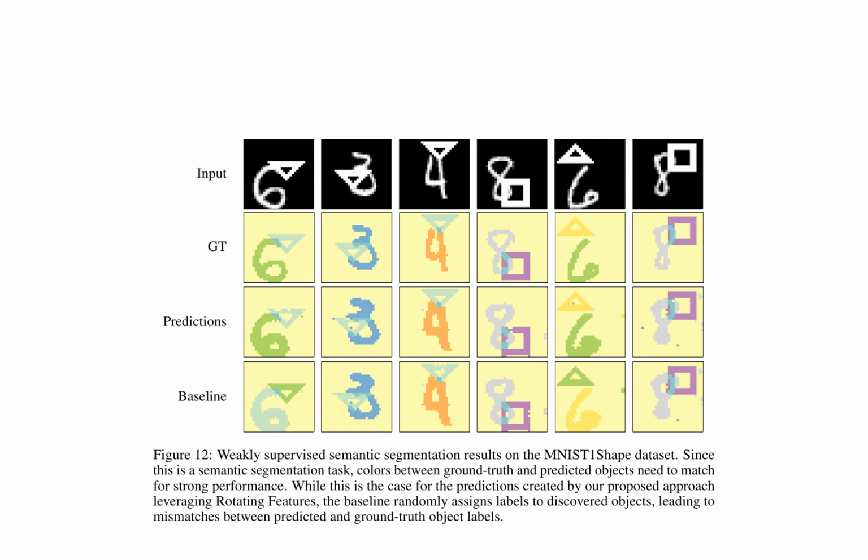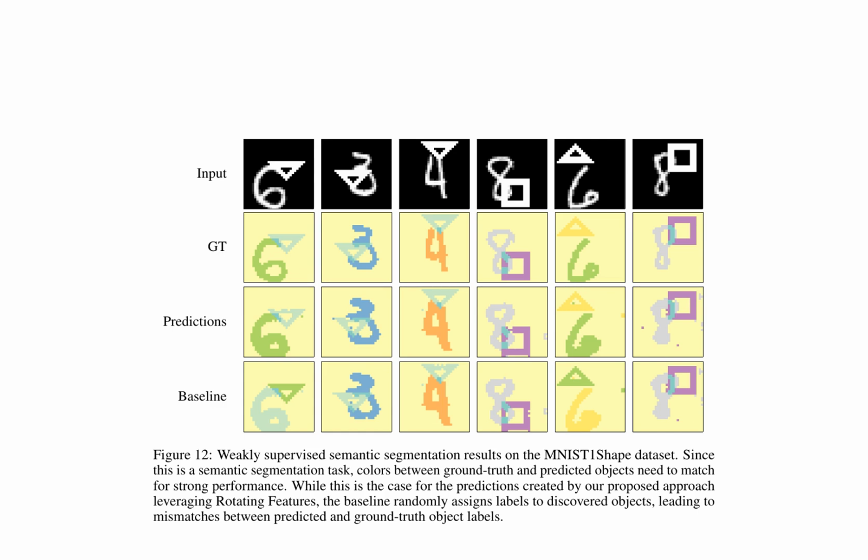Weakly supervised semantic segmentation results are presented on two datasets, MNIST-1 shape and MNIST-2 shape. The proposed approach, leveraging rotating features, demonstrates strong performance by accurately matching ground truth and predicted object colors, as shown in Figure 12. In contrast, the baseline approach randomly assigns labels, resulting in mismatches.